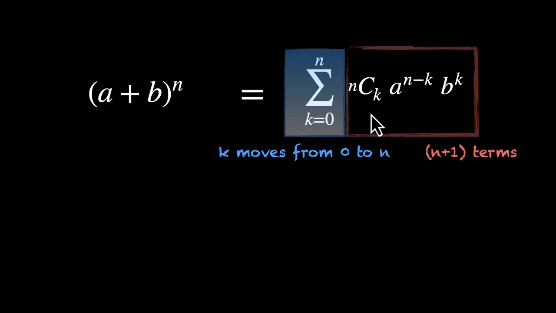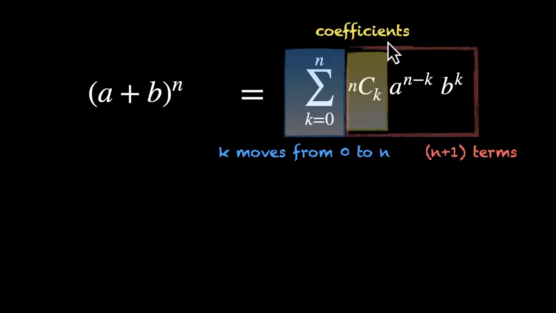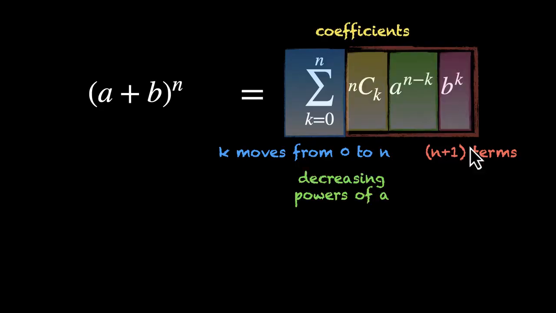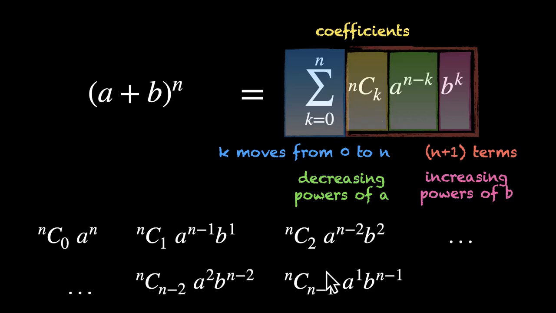Each term has a coefficient, nCk, that's the coefficient. Then we have powers of a, and then we have powers of b. All of this makes a term, and if we sum all of them, we'll get the expansion for (a + b)^n. So let's do that. When you expand it, this is what you get. These are the terms, and you add them up. So this is the expansion for (a + b)^n.